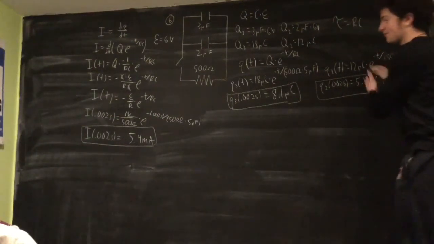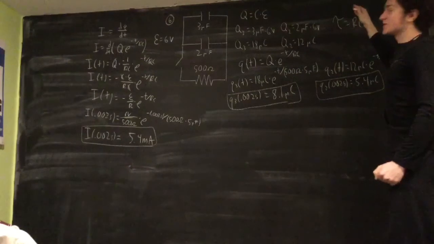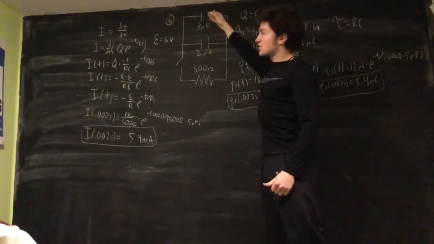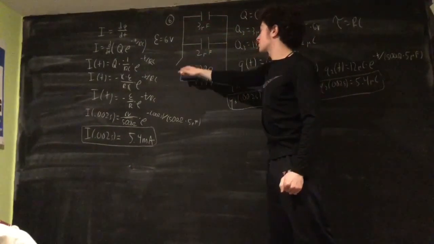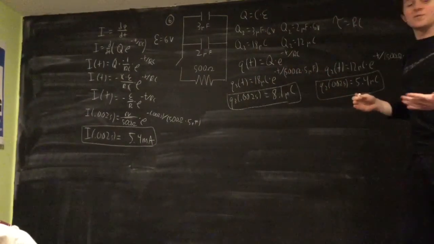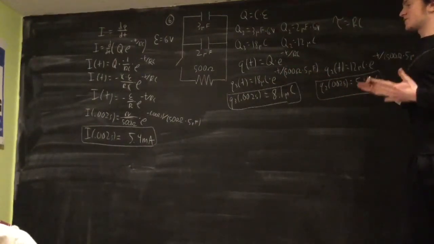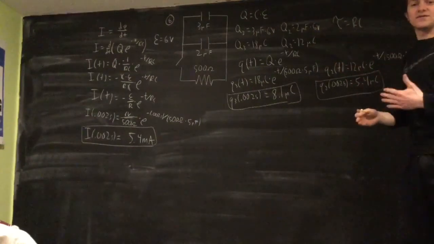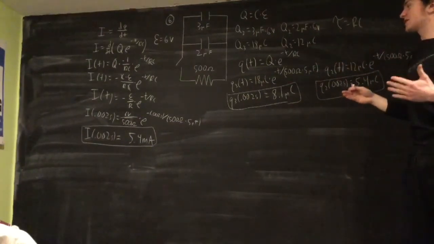Even though we used this time constant in determining the charge on this capacitor, and the current through this resistor, it's not unique to one element of the circuit. It's unique to the circuit itself, and everything in the circuit has the same time constant.